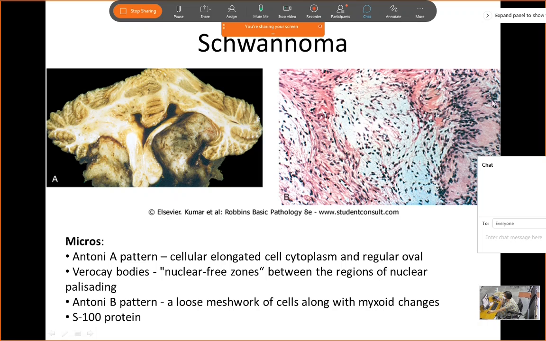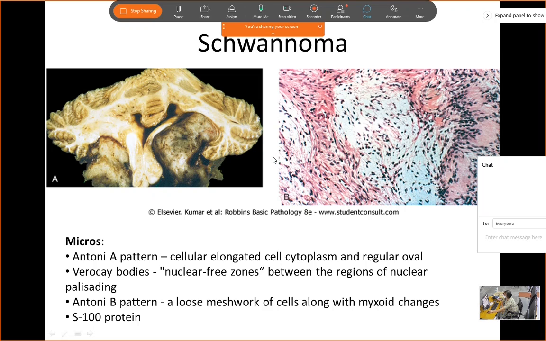This is a common mistake which is made by students. They say Verocay body is a nuclear-free zone surrounded by pseudopalisading. It's not that. Verocay body is the region between the areas of nuclear palisading. So this pink area is the Verocay body, not the pink plus this. Okay, so I hope there's no mistake in that.